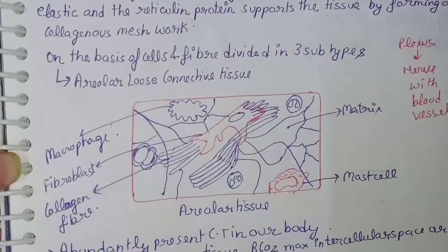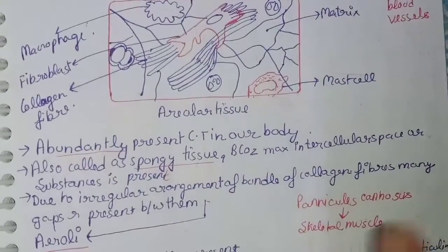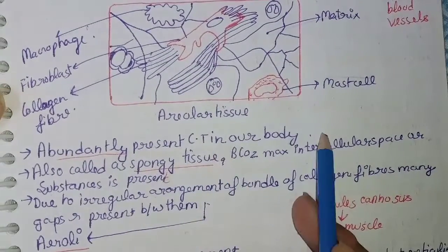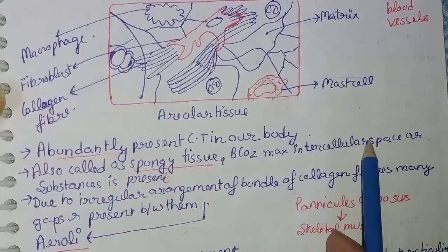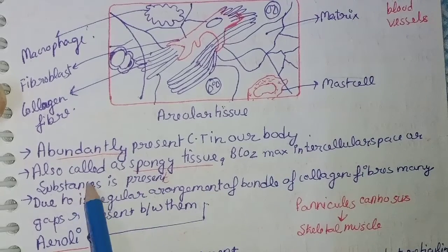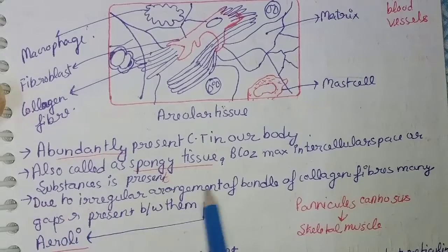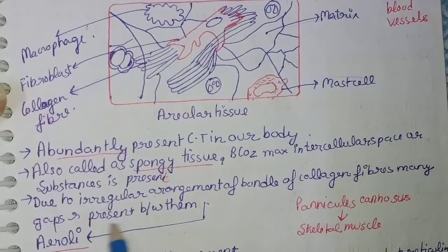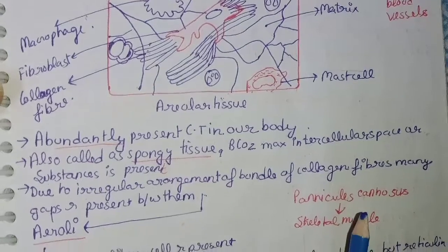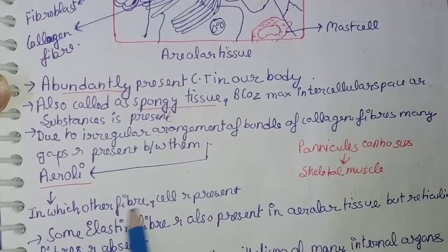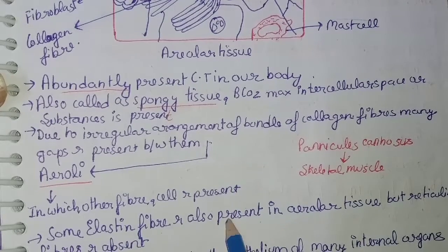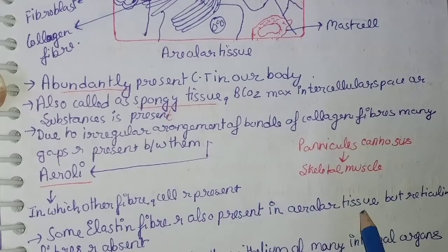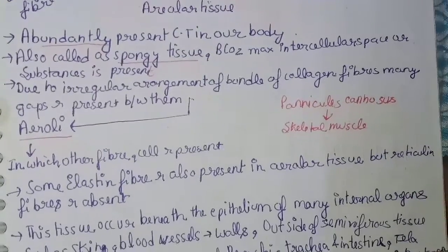Now coming to the description of areolar tissue, it is the most abundantly present connective tissue in the body. It is also called spongy tissue because much intercellular space or substance is present. Due to irregular arrangement of bundles of collagen fiber, many gaps are present between them, which are called areolae, in which other fibers and cells are also present. Some elastin fibers are also present in areolar tissue, but reticulin fibers are absent.